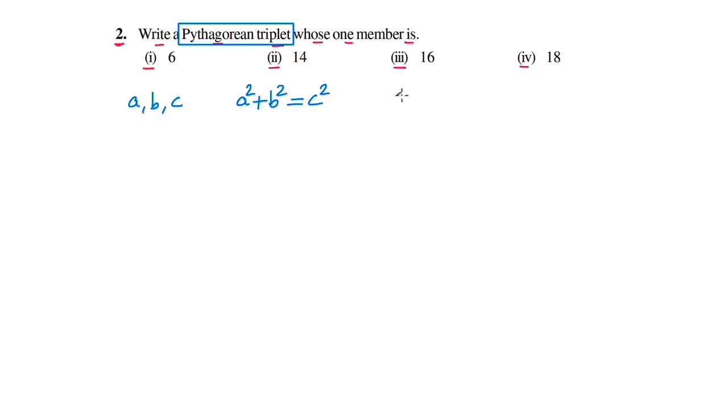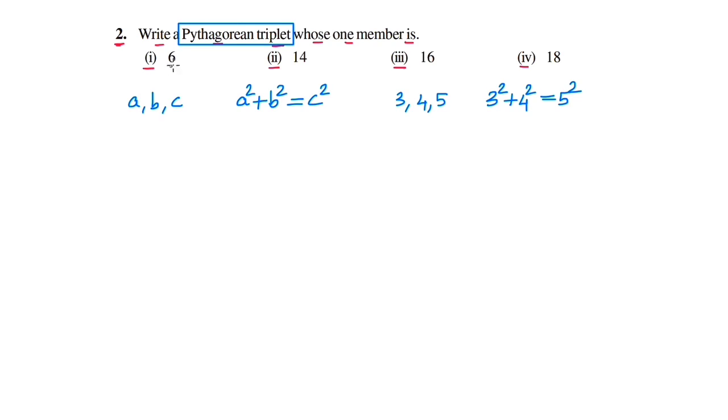Suppose you take the triplet 3, 4 and 5. You know it is a Pythagorean triplet because it satisfies the Pythagoras theorem: the sum of the squares of these two numbers is equal to the square of the third number. Clear? Coming back to the question, we have to find the Pythagorean triplet for each part of which the given number is one of the members.